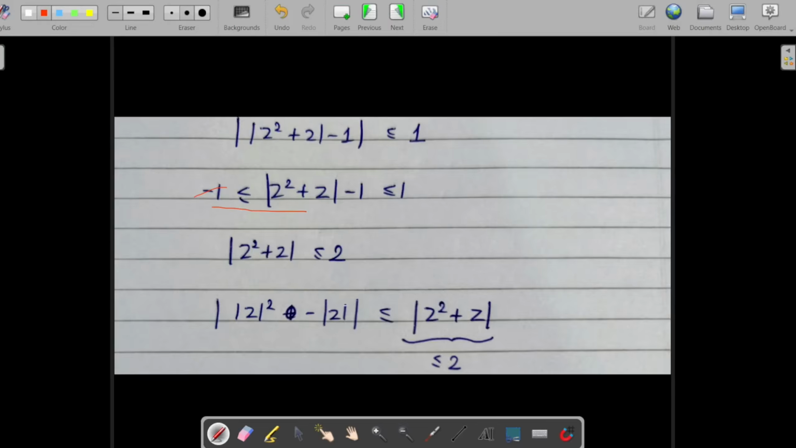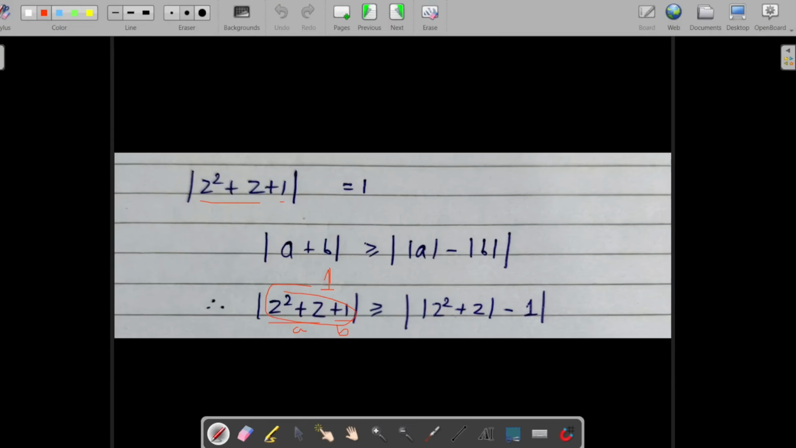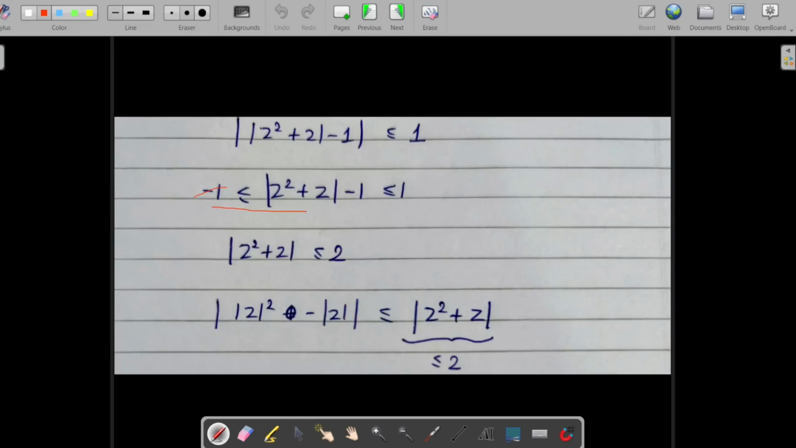And we will again use mod of a minus mod of b whole mod is less than or equal to mod a plus b. Again, the same identity we are using here. So this one will be a, this one will be b. So mod of a minus mod of b whole mod will be less than or equal to mod a plus b. Are you understanding? It's simply the same identity, but in this case we have used different terms there, and we already know from here that this one will be less than or equal to 2.